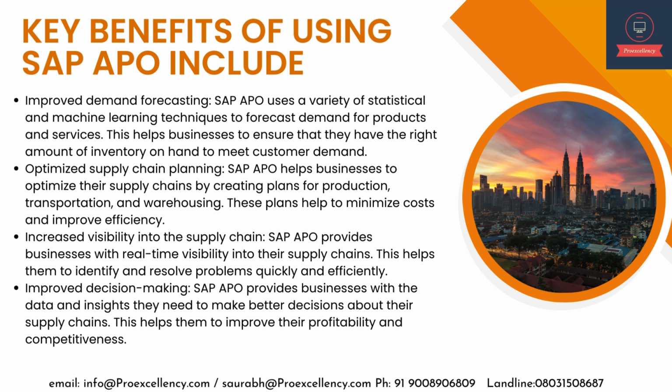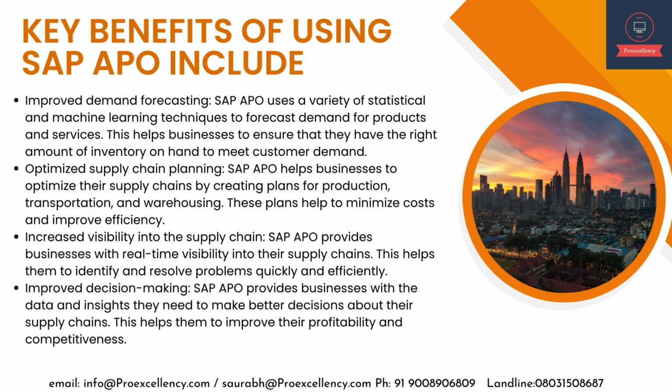Optimized supply chain planning. SAP APO helps businesses to optimize their supply chains by creating plans for production, transportation, and warehousing. These plans help to minimize costs and improve efficiency. Increased visibility into the supply chain. SAP APO provides businesses with real-time visibility into their supply chains. This helps them to identify and resolve problems quickly and efficiently.